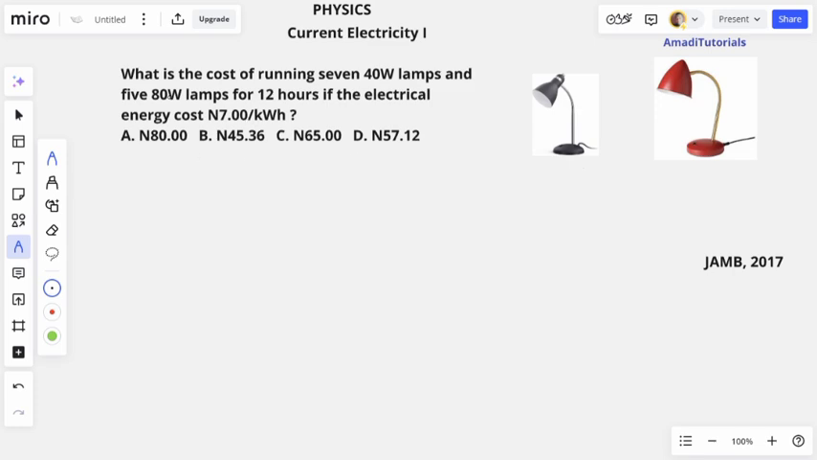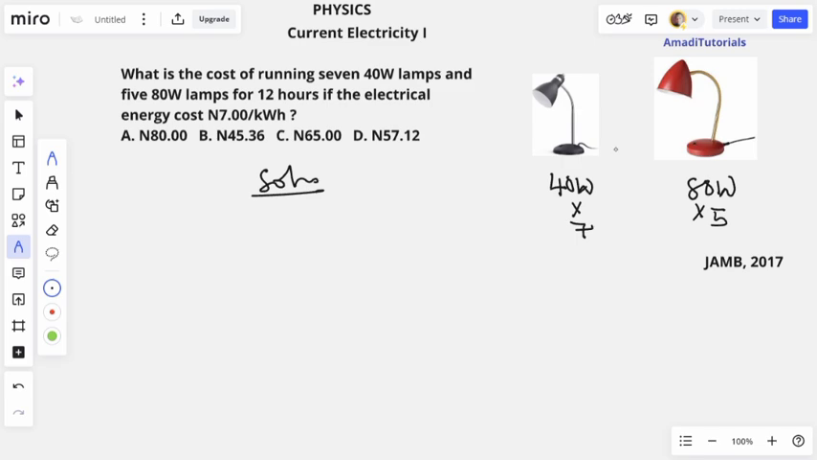So let's do the mathematics. What is the cost of running 7 40 watts and 5 80 watts? The first lamp here is our 40 watts, and this second one here is our 80 watts. So this one will be times 7, we have 7 of it, and this one, times 5, 5 of it. So let's quickly analyze that.